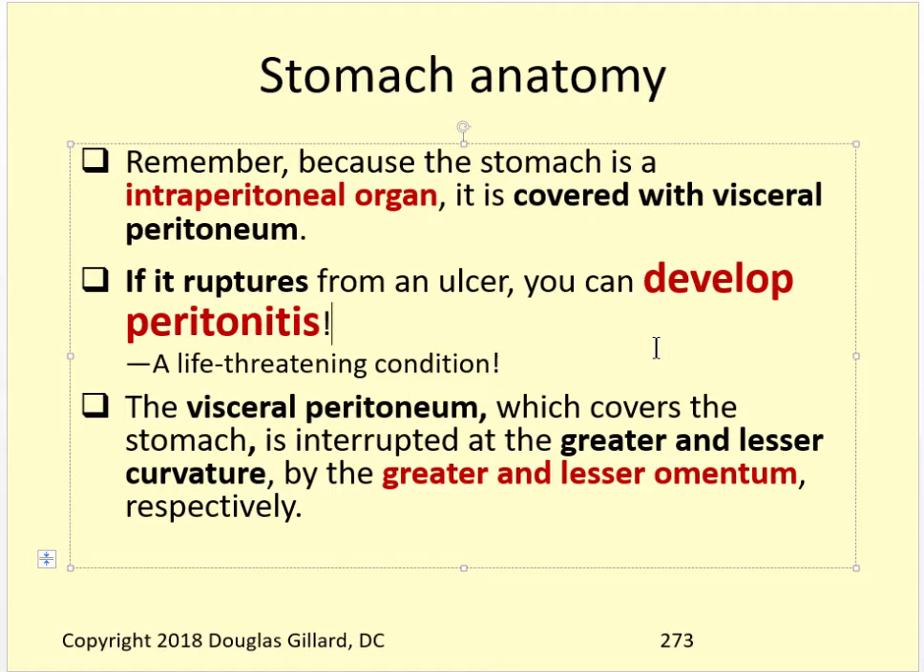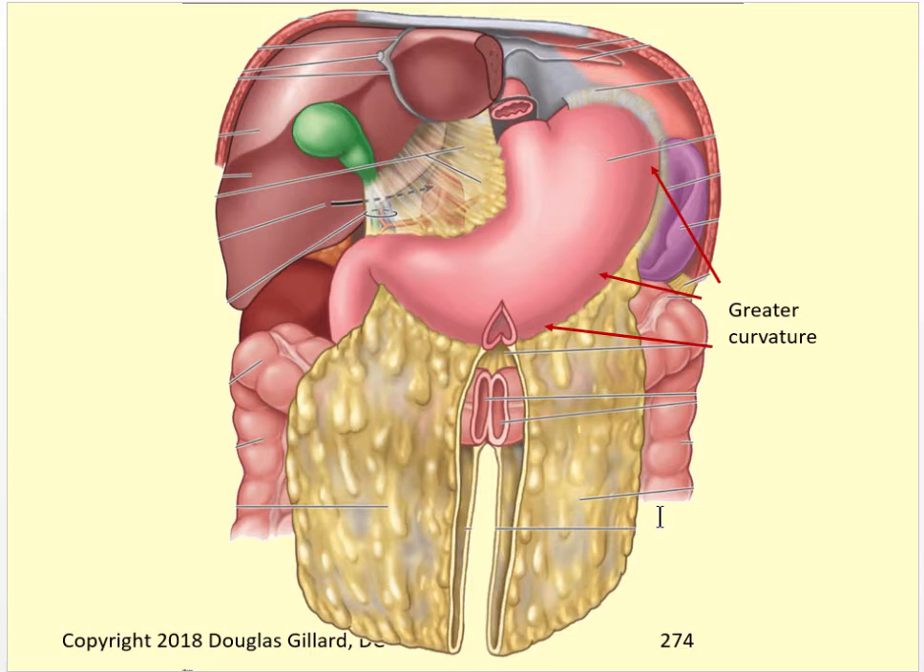Visceral peritoneum covers the stomach but is interrupted in two places, so the stomach's not completely covered. It's interrupted by our friends, the greater and lesser omentum, at the greater and lesser curvature, respectively. Let's take a look at that. Remember that from Gross 2.